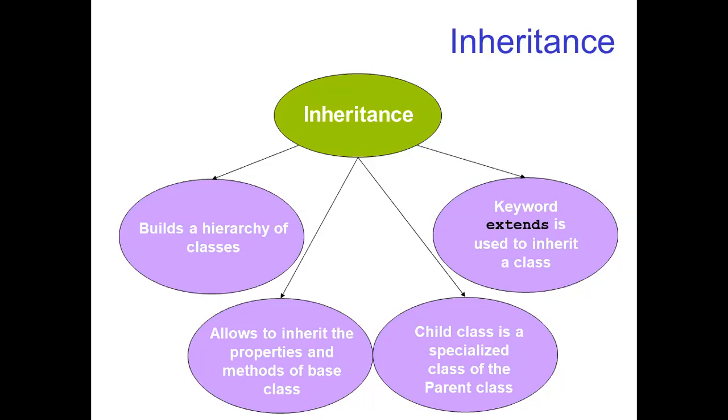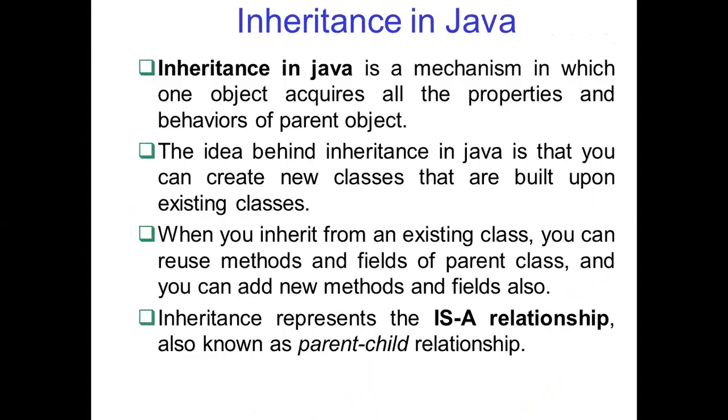Inheritance is a process of acquiring the properties of a base class into the child class. You can also say inheritance is a process of creating a new class with the help of an existing class. The existing class is the parent class, and the newly created class we count as the child class. The keyword extends is used to inherit classes. The child class is a specialized class of the parent class.